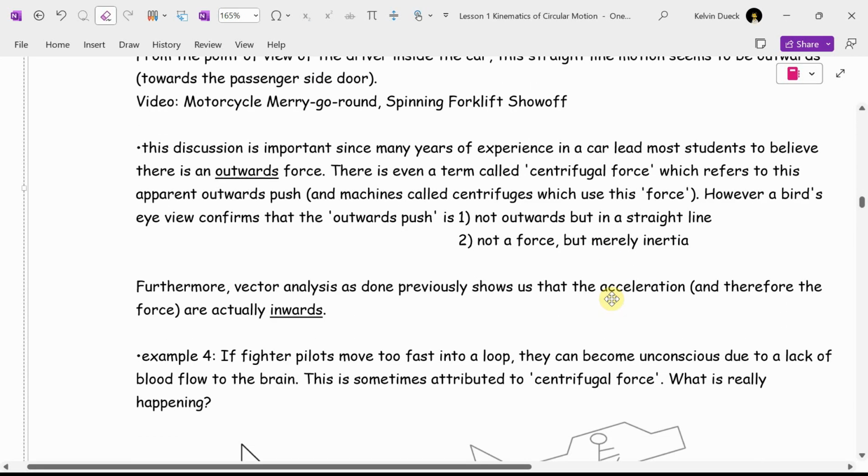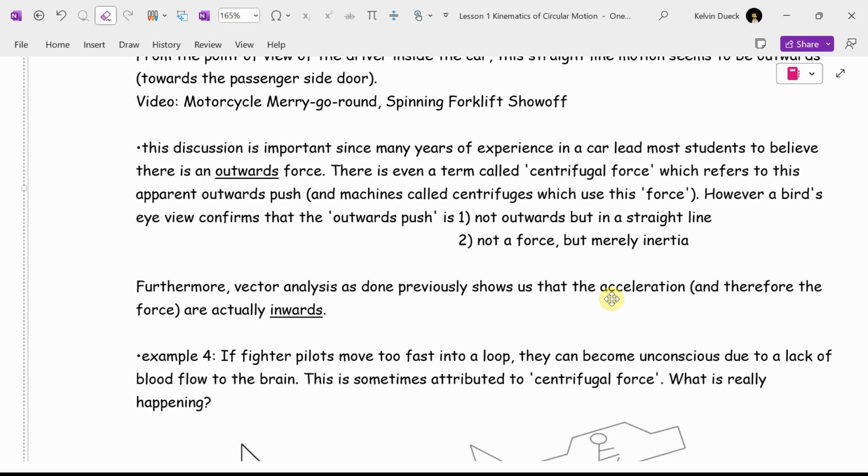I'm going on this rant because many years of experience in a car or on amusement park rides have made you believe, oh, I'm accelerating outwards. Remember, I taught you last year, your body is a backwards accelerometer. Whichever way you feel like you're getting pushed, I'm telling you, it's the opposite way. If you feel like you're getting pushed outwards, you are accelerating inwards.